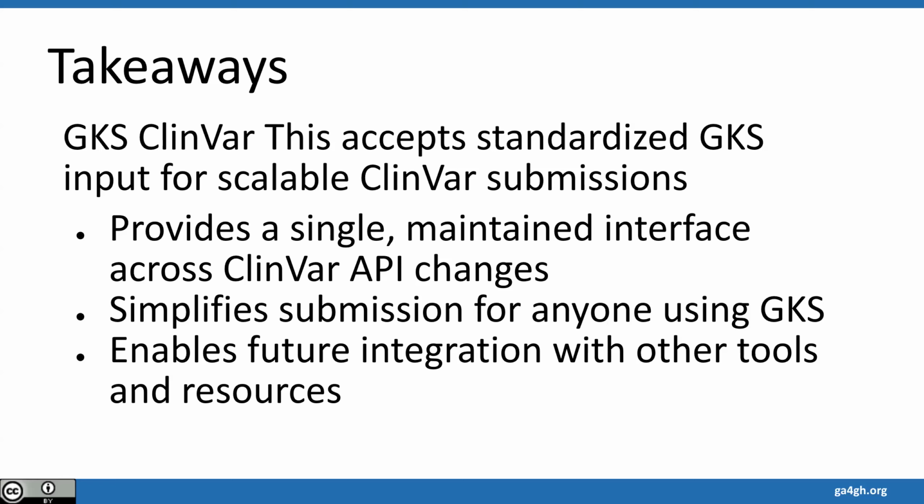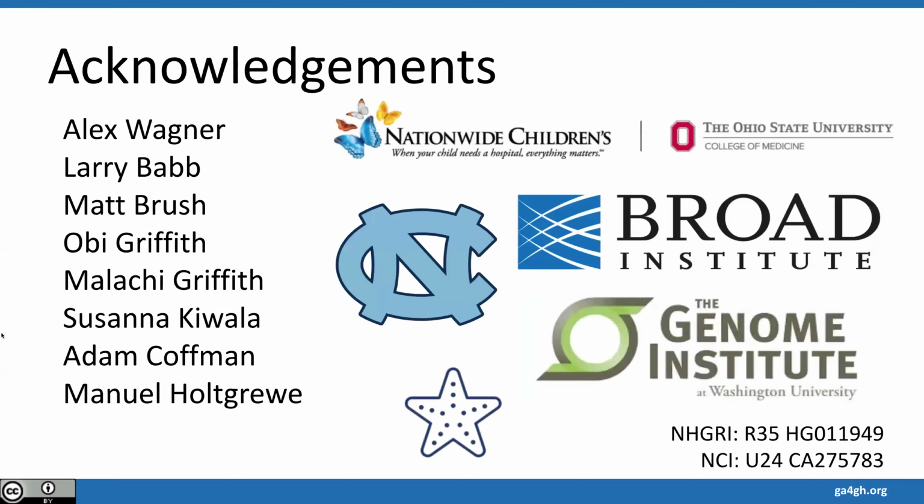All you have to do is create a service account, get that API token, and provide a GKS JSON file for your data, and then you're ready to go. It also enables future integration with other tools and resources. So since GKS ClinVar this uses the GKS format, it makes it easier for other systems to plug into the same workflow. And if another resource starts accepting GKS, you can reuse this logic you already have, which makes this approach scalable. Finally, next slide.